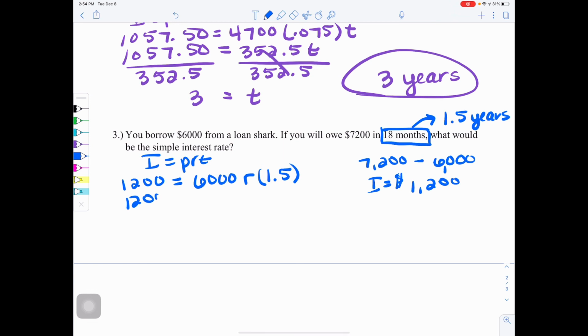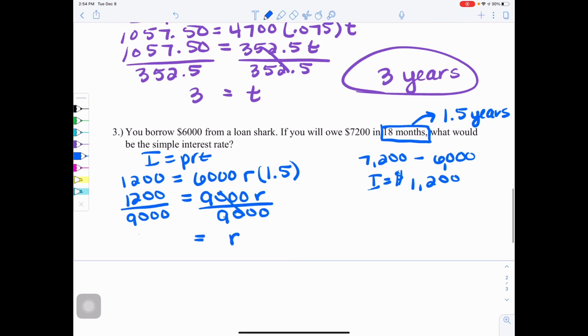So we would have 1,200 equals 6,000 times 1.5, which is going to be 9,000, R. We would divide both sides by 9,000 to get the variable alone. And we find out that the rate is 13 1/3%.